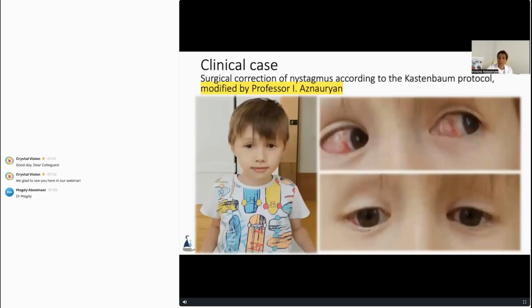After the surgery, the torticollis was completely eliminated and full blockage of nystagmus was achieved in the primary gaze position. This outcome indicates the effectiveness of the surgical intervention in stabilizing the patient's eye movement and improving overall visual function. Successful correction of nystagmus and associated head position reflects the potential benefits of individual surgical approaches to the treatment of this condition.